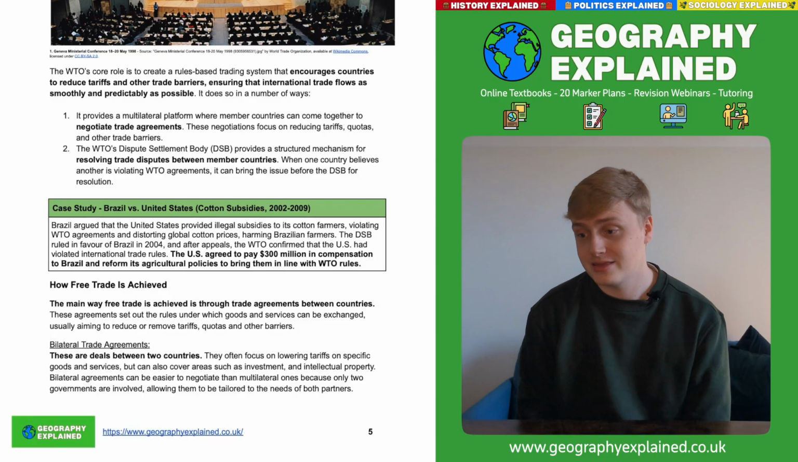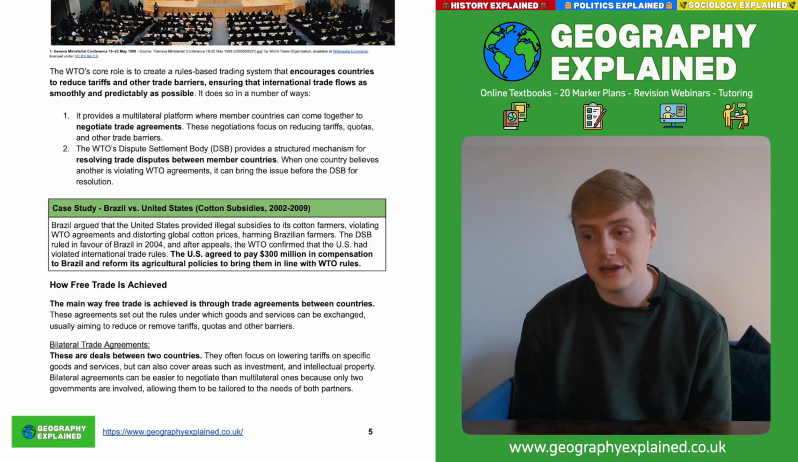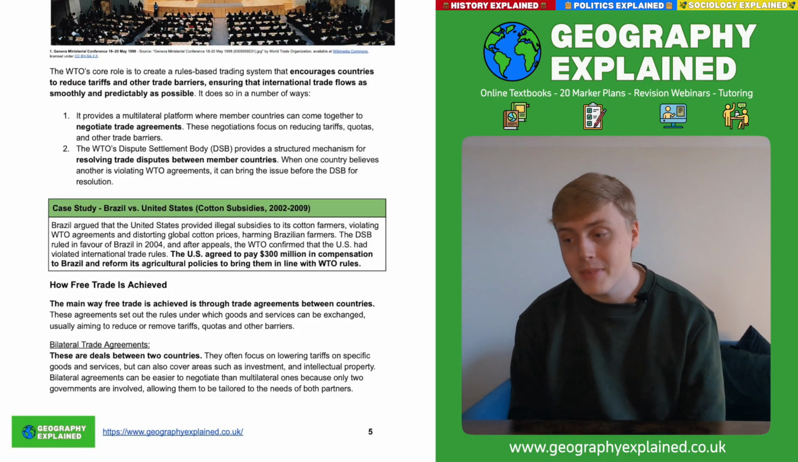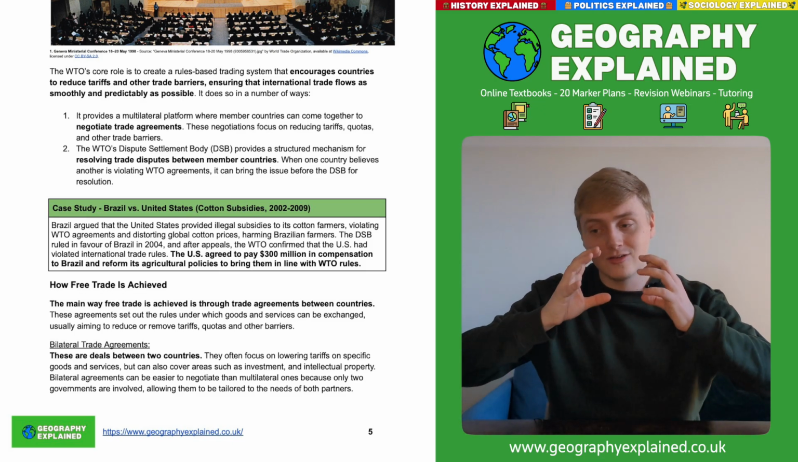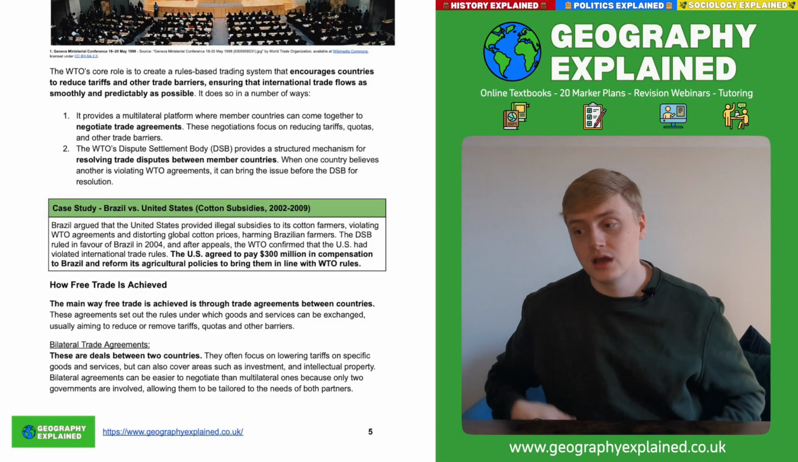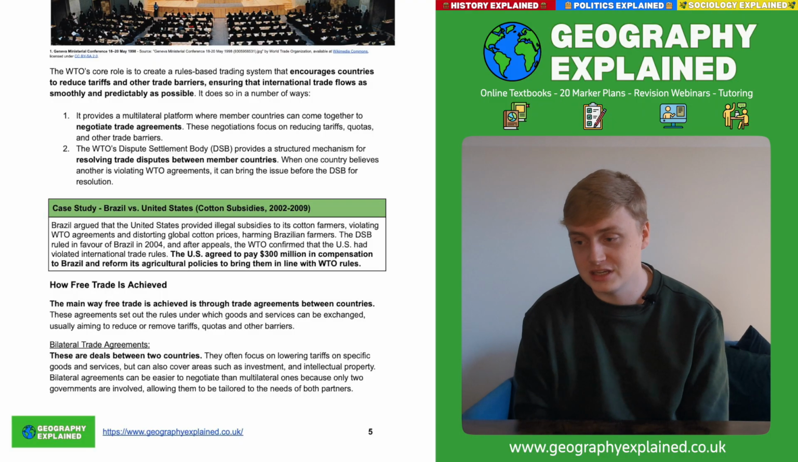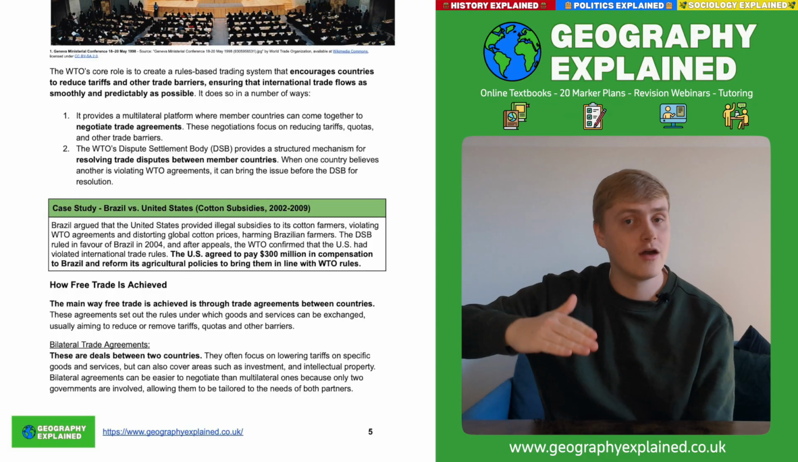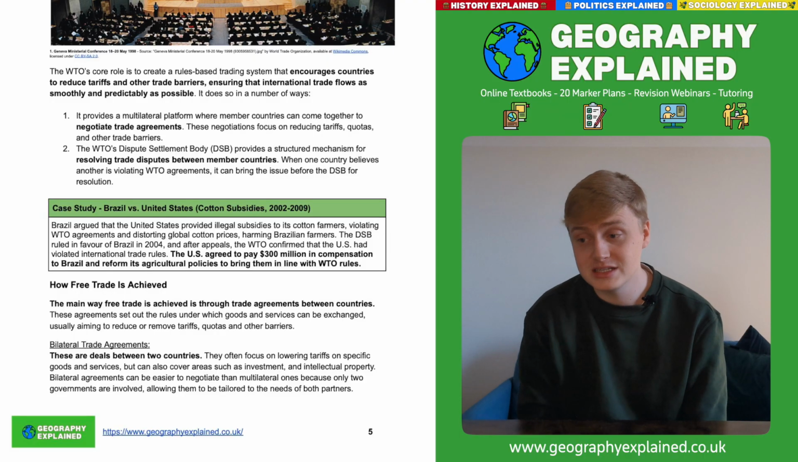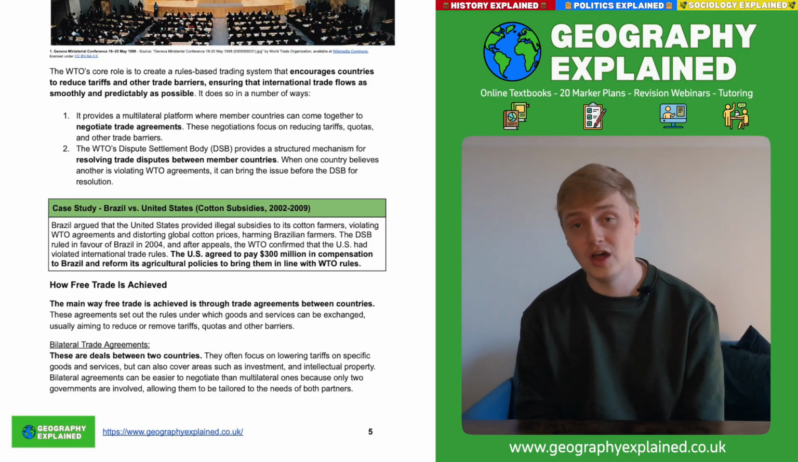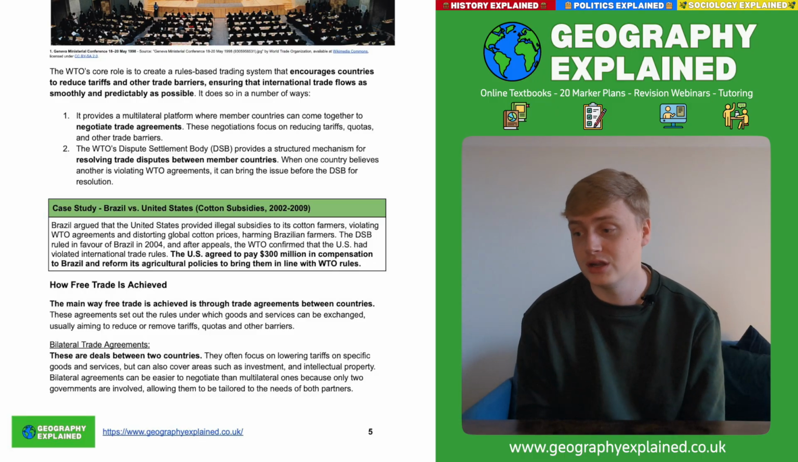The main way free trade then, so first we had a look at the World Trade Organization. Now we're going to have a look at, okay, how overall is free trade achieved in the global economy? The main way it's achieved is through trade agreements between countries. This is where countries come together and agree on a set of rules about how they'll trade with each other in terms of goods and services. And crucially, these aim to reduce tariffs, quotas, or other trade barriers. So firstly, it's through bilateral trade agreements. These are trade deals between two countries, and they often focus on lowering tariffs on specific goods that they often trade with each other, but also there's other things that come into them, such as investment and intellectual property.